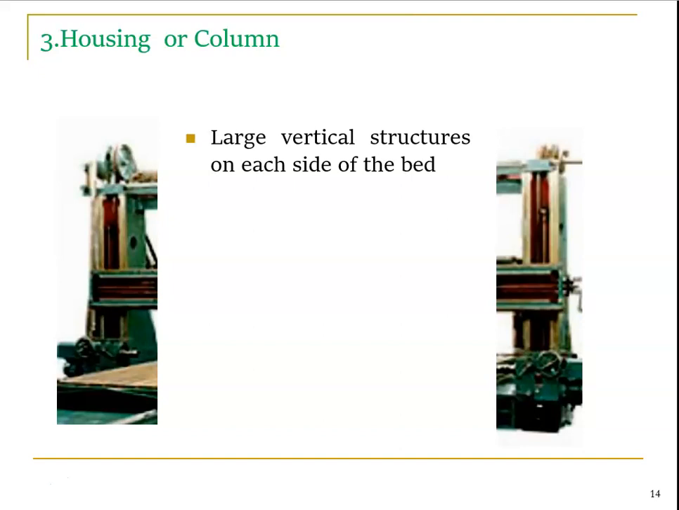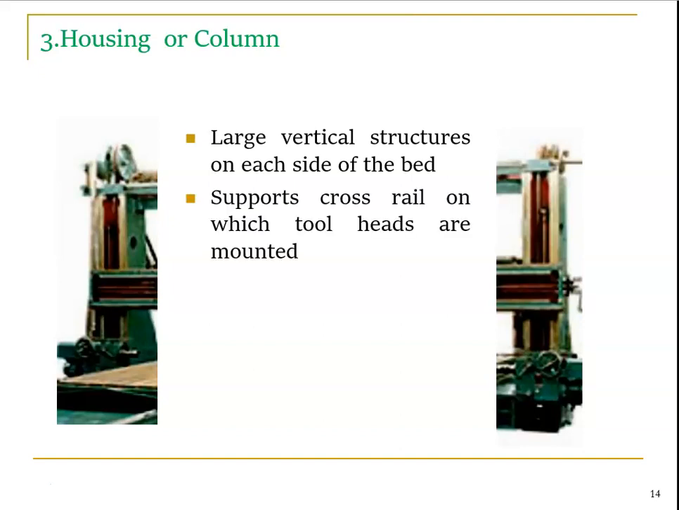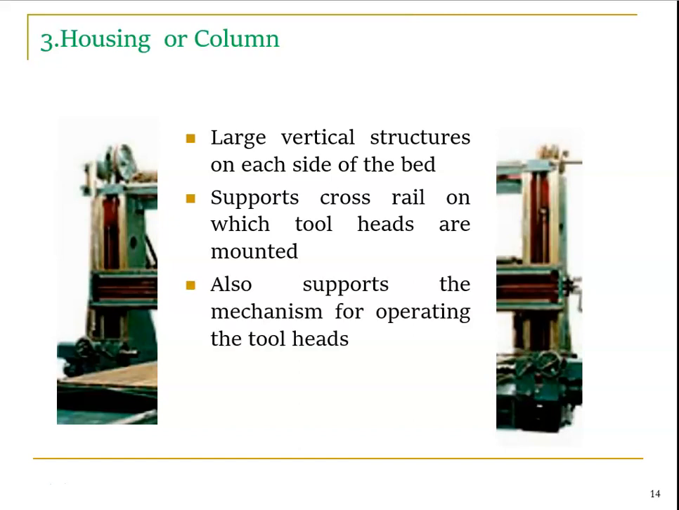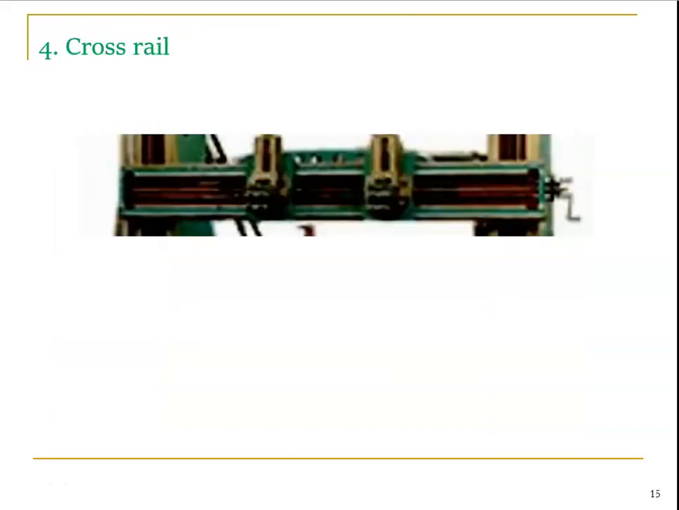Large vertical structure on each side of the bed supports the cross rail on which tool heads are mounted. So it supports the cross rails and it carries the tool. Also supports the mechanism for operating the tool heads. It is also made of cast iron. Right. So the next one is the cross rail.